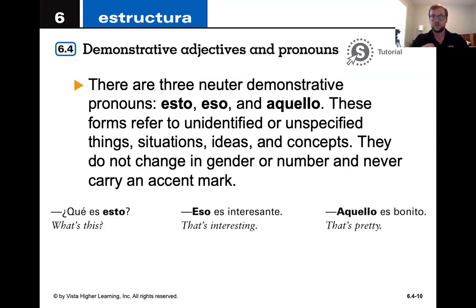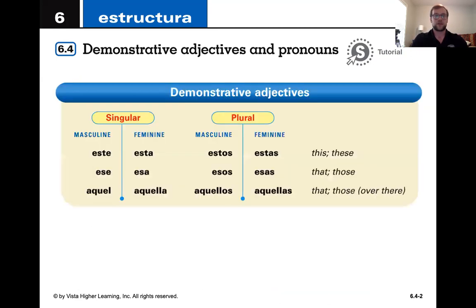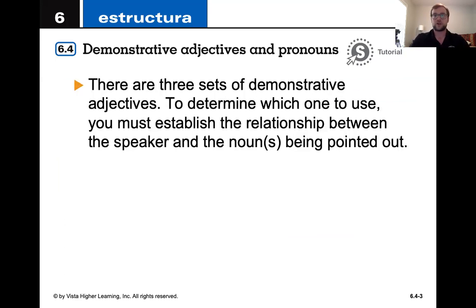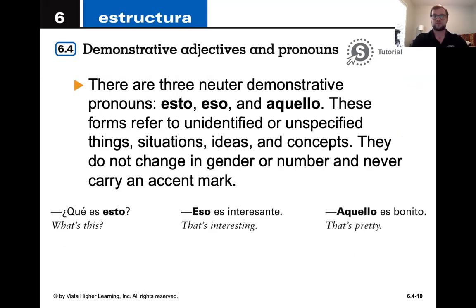All right, now you really need to be very careful that you are not using these neuter pronouns as your demonstrative adjectives or demonstrative pronouns. Look at the difference here. We have este, ese, and aquel. Make sure you are not using the neuter pronouns in their place, because with those we're identifying something and gendering and numbering it. The neuters do not change in gender or number and never carry an accent mark. So just be careful on that. If you're just wanting to say, oh, what is this? Or that's interesting, this is when we're going to be using our neuters.